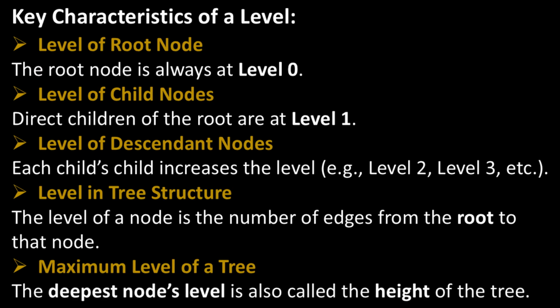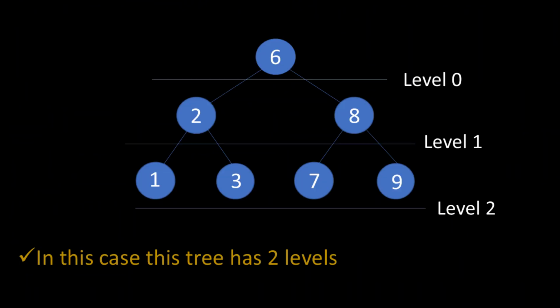Fourth one, level in a tree structure. The level of the node is the number of edges from the root to that node. And the last one is maximum level of a tree. It means the deepest node level, also called the height of a tree. Here you can see, in this case, the tree has 2 levels.